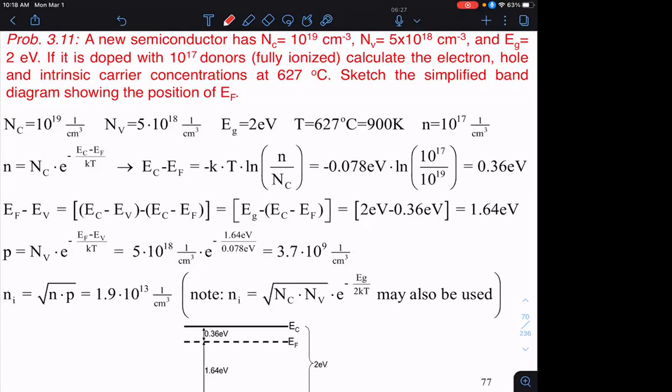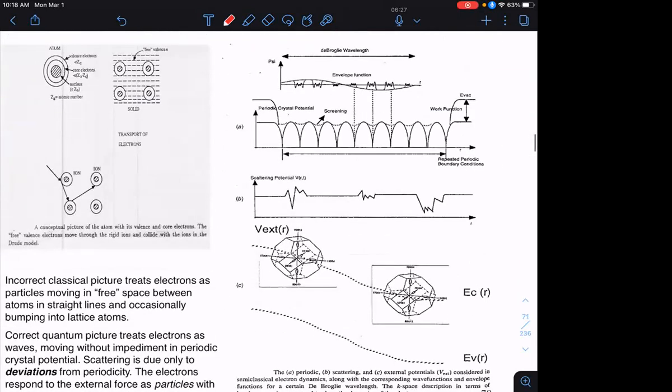Okay. So tomorrow, not tomorrow, on Wednesday, we'll discuss the business of transport. Now that we have figured out how to calculate carrier concentration, we need to see how they respond to electric fields, which is a mechanism called drift currents. Okay. See you on Wednesday.